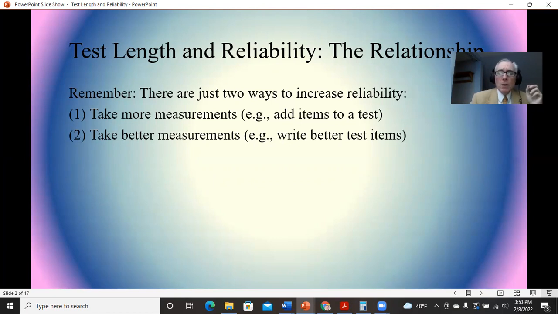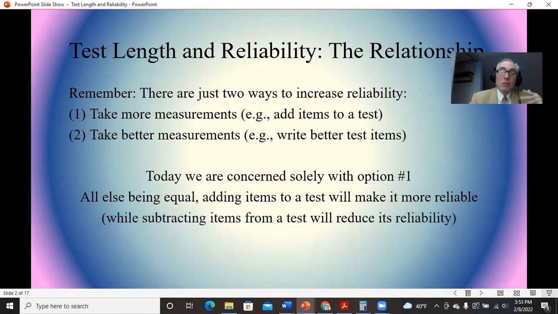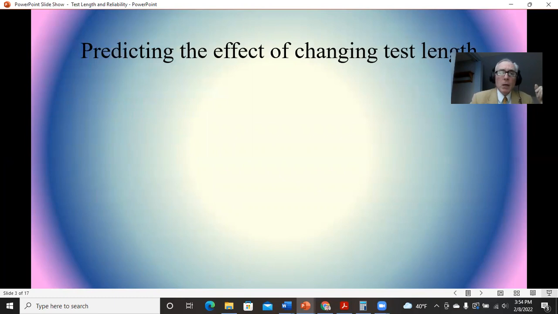The latter, of course, is something we can't always do. We don't always have available the ability to improve on an item by item level, a measure by measure level, what we're doing. In any case, today we're really only concerned with the first option. So always remember, if everything else is held constant, that's an if, then adding items to a test or personality scale or what have you will make it more reliable. And of course, deleting or subtracting items will make it less so, will reduce its level of precision or reliability.